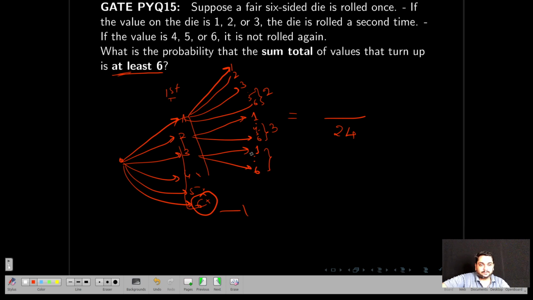Then coming here, 3 plus 3, so 3, 4, 5, 6. 4 combinations are possible. So total how many? 4 plus 3 plus 2 plus 1, that is 10. 10 by 24, that is 5 by 12. Okay.